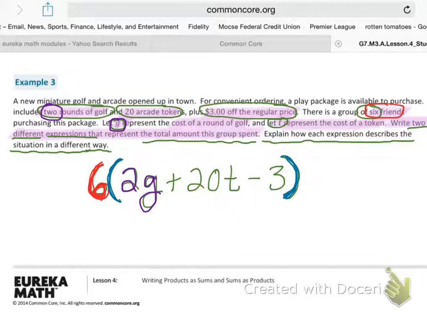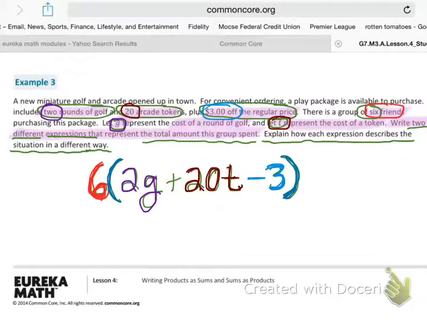And then we also know that they are going to get 20 tokens. So we have T for our tokens, and there is the 20 arcade tokens right there. So that is where we get our 20T from. And again, this is the same for every one person. Now, on top of that, they are going to get $3 off. So we're going to take away that $3, minus $3, because we have $3 off.